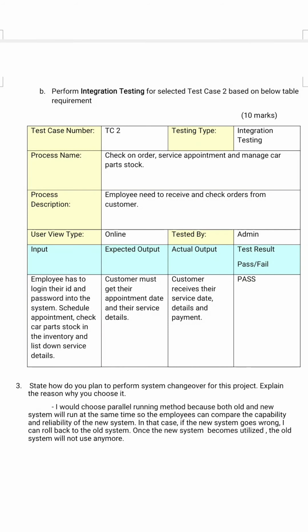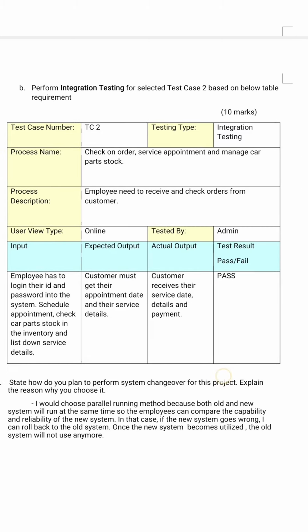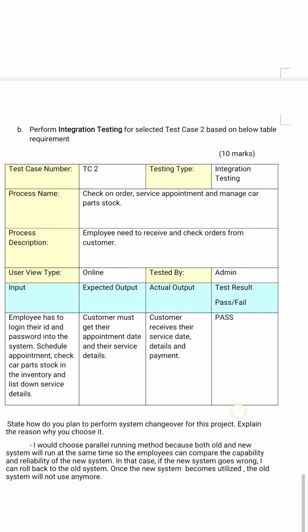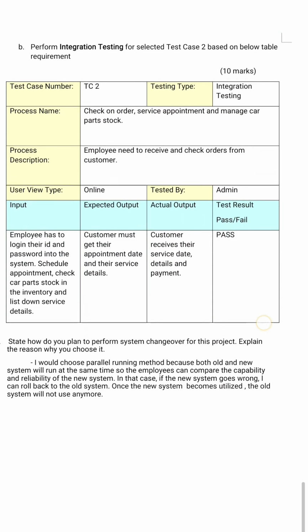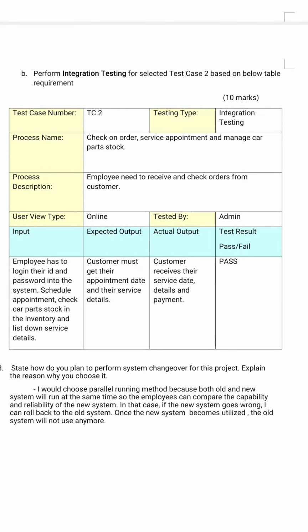Hi, my name is Mirindra. I'm going to explain about question 2b, and this is about perform integration testing for selected test case 2 based on the below table requirement. So the test case number is test case 2, testing type is integration testing, process name is check and order service appointment and manage car part stocks, process execution, employee needs to receive and check orders from customer. User view type will be online and tested by will be admin.